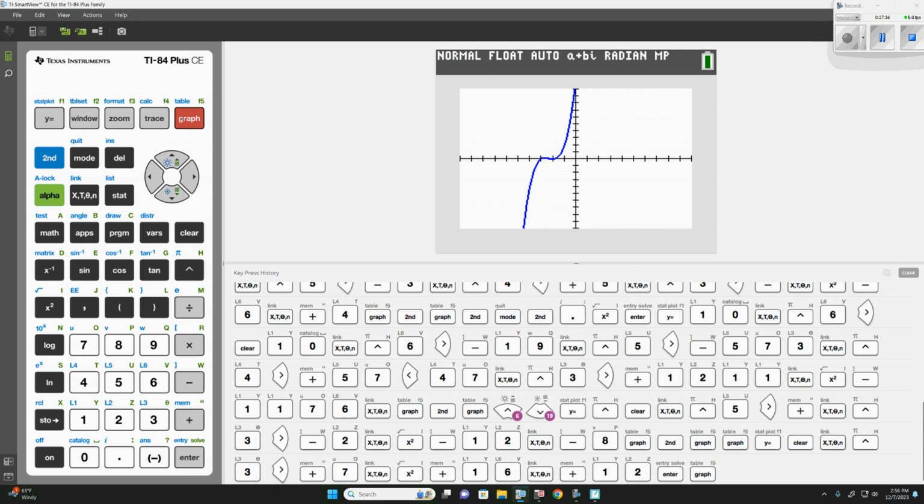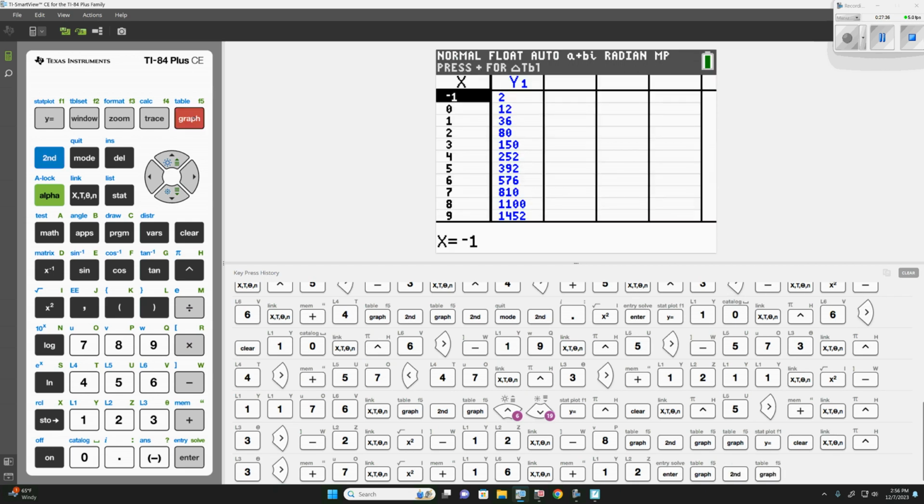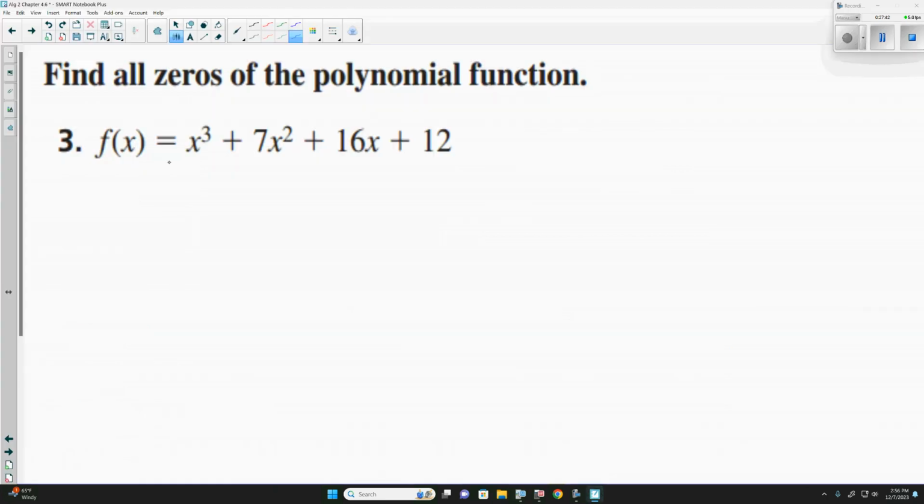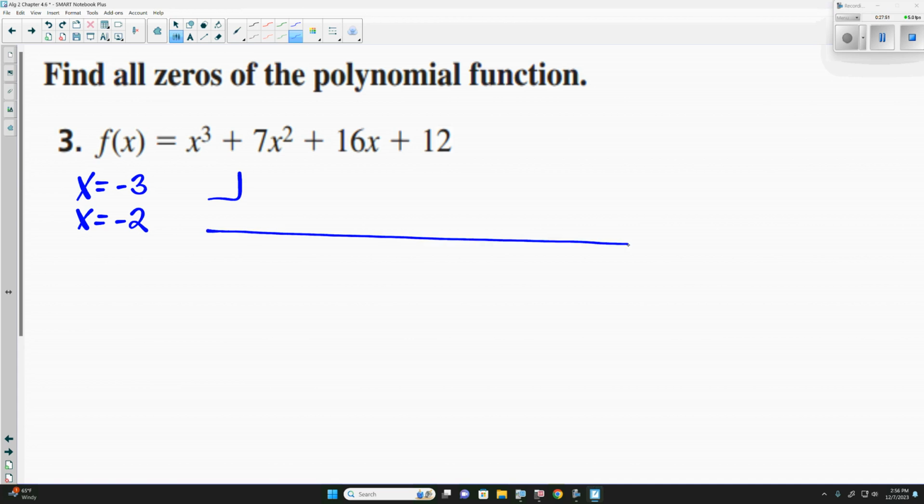It does look like we have at least 1. And if we look at the table, we have 2, -3 and -2. Now there's a good chance one of these is going to repeat. We just need to figure out which one.